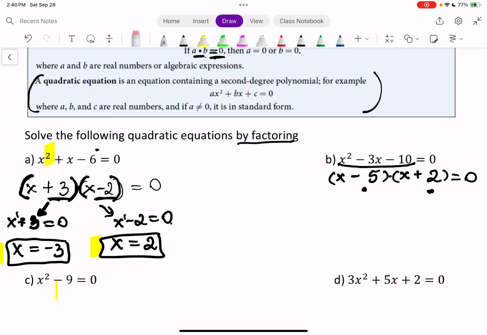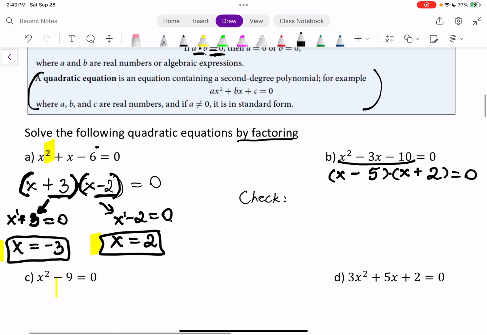You can also check if you want. I'm just going to do this really quick. If I distribute these two parentheses, what do I get? x times x is x squared. x times positive 2 is 2x. Negative 5 times x. And negative 5 times 2 is negative 10. So there you have it.